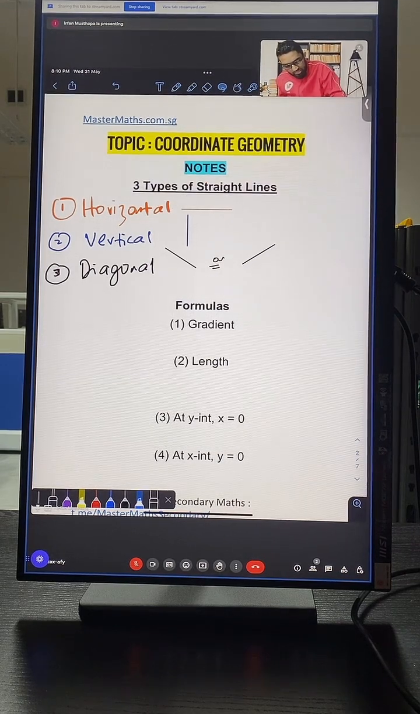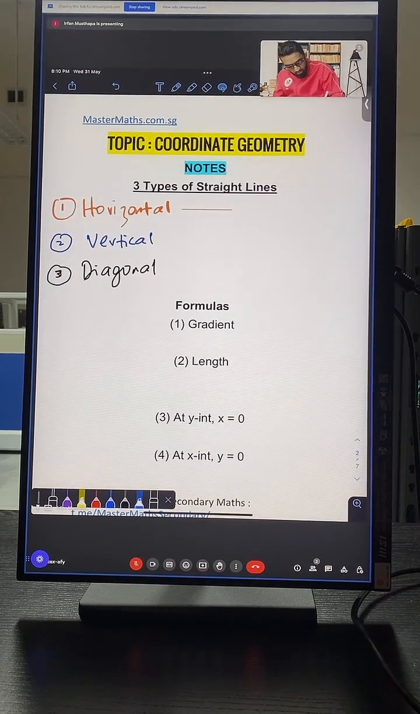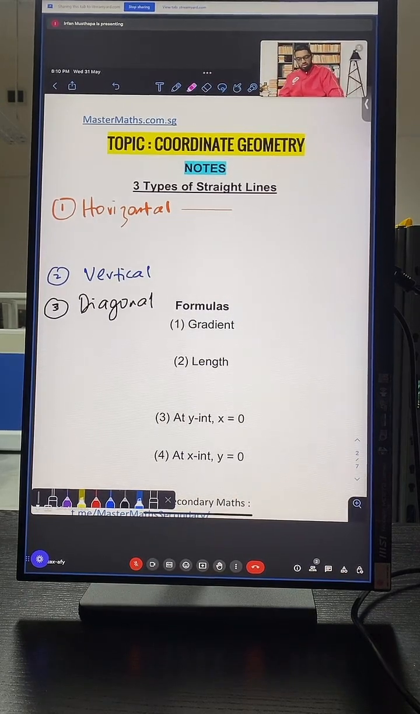Let's say you are dealing with a horizontal line. We focus on the horizontal line first. Let's say you have a graph like this. You have the x-axis and the y-axis, and over here you have a nice horizontal line, and the value of y is -2.